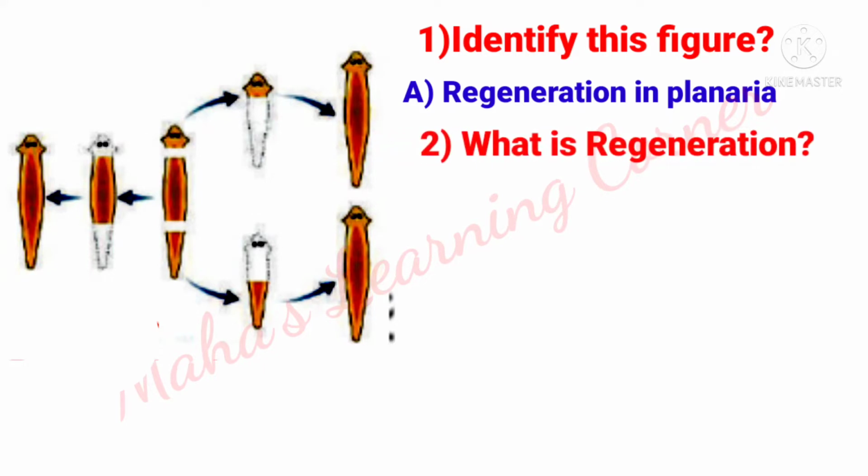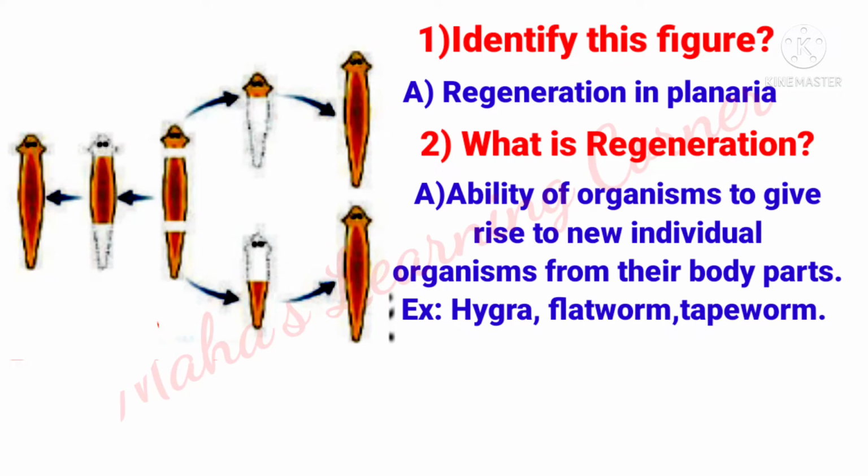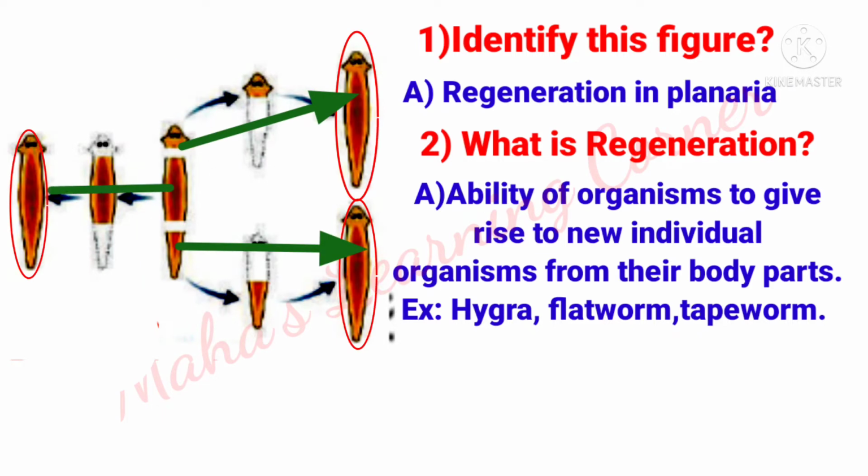What is regeneration? Correct answer, ability of organisms to give rise to new individual organisms from their body parts. Example, hydra, flatworm, tapeworm. If the organism is somehow cut or broken up into many pieces, these pieces grow into separate individuals. This is similar to fragmentation. This planaria also broken up into 3 pieces. 3 pieces grow into separate individuals.